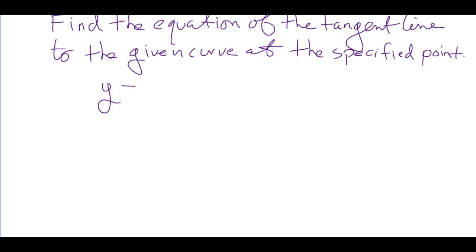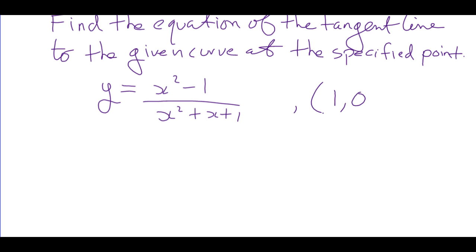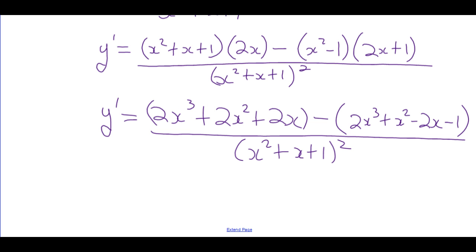So the curve is y equals x squared minus 1 over x squared plus x plus 1. And the point is 1, 0. Okay.